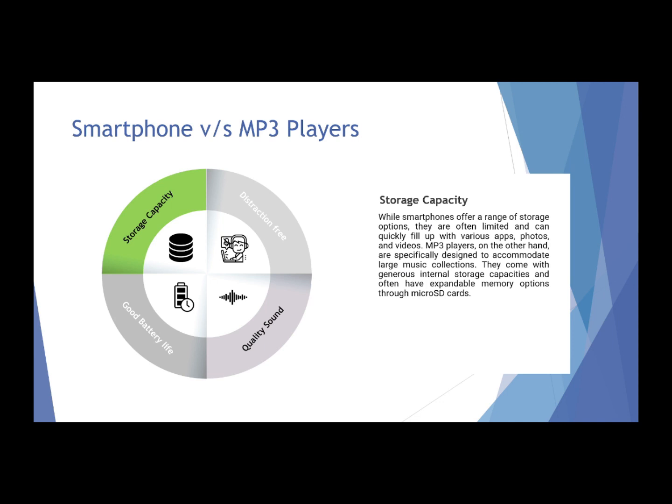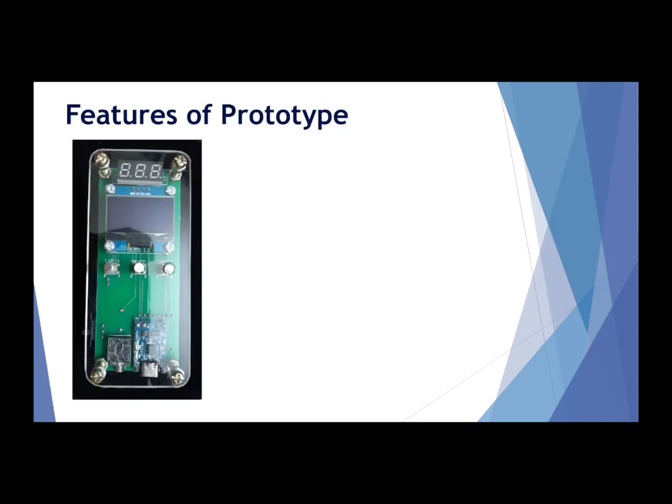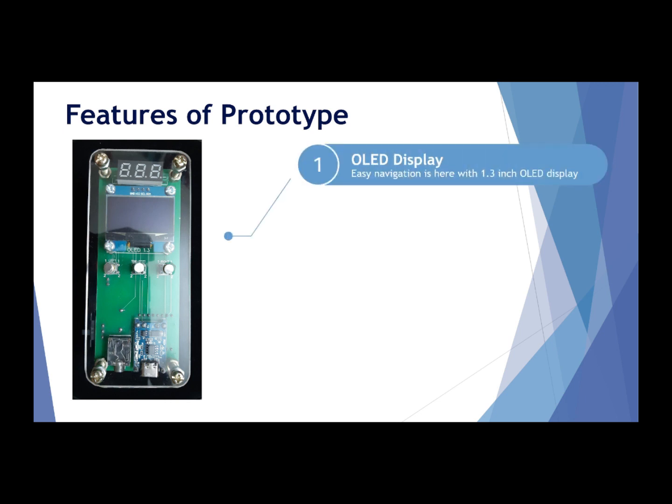Now let's discuss the features of our product. Basically, this is the clear picture of our physical product. Now let's discuss what features our product is going to provide. Our product has an OLED display for clear visual navigation, for a clear understanding of whatever operations you are going to perform, be it pause, play, previous track, next track, etc.